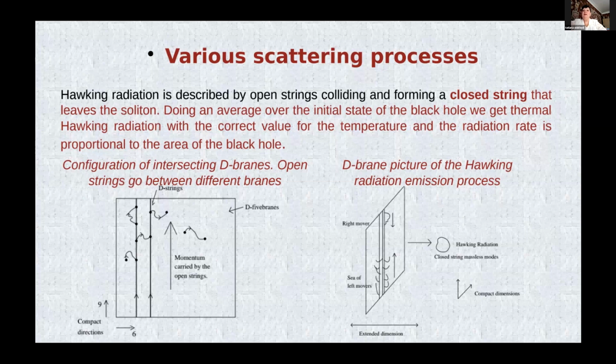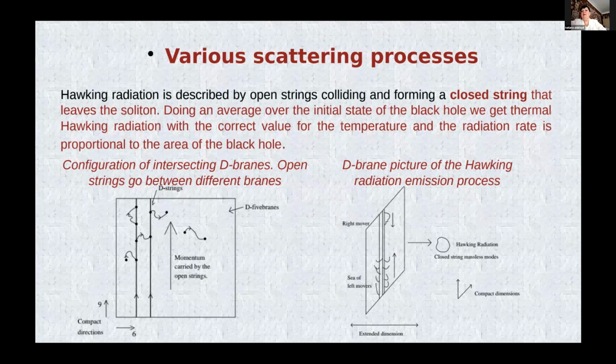So in the right hand of this slide, I presented configuration of intersecting d-branes. Open strings go between different branes. It's necessary to consider in the right approach a black hole, the usual black hole of physical picture. Doing an average over the initial state of the black hole, we get thermal Hawking radiation with the correct value for the temperature and the radiation rate. And it is proportional to the area of the black hole. It is a known formula of Bekenstein-Hawking.